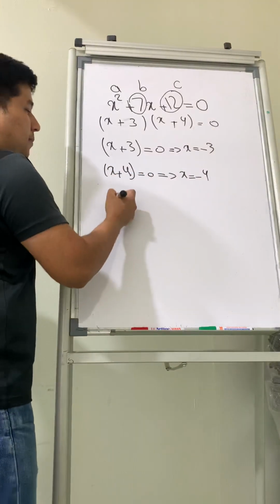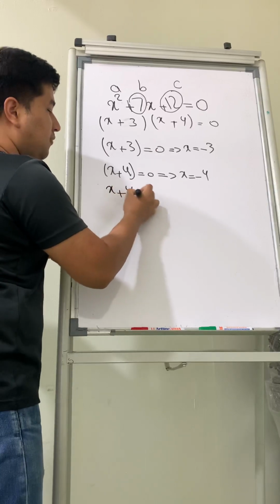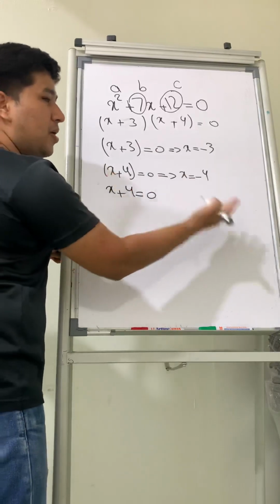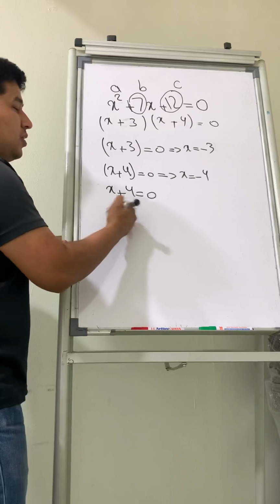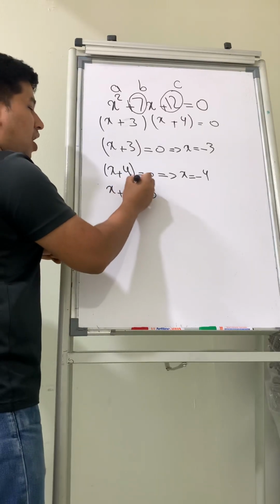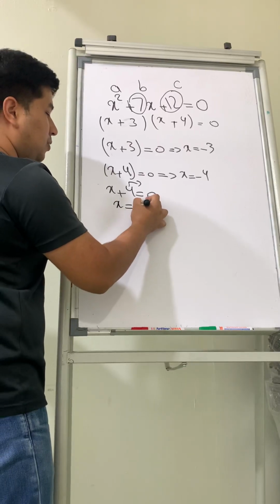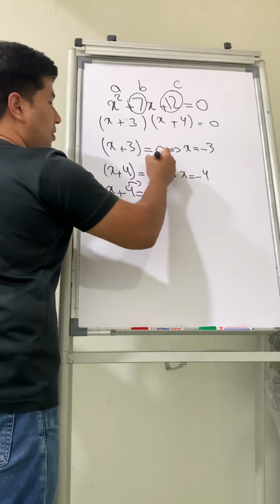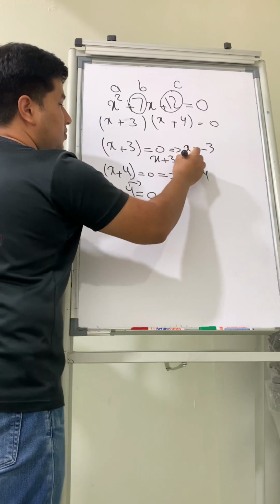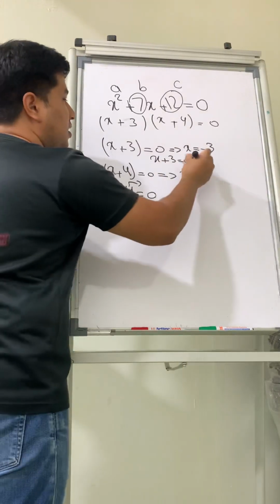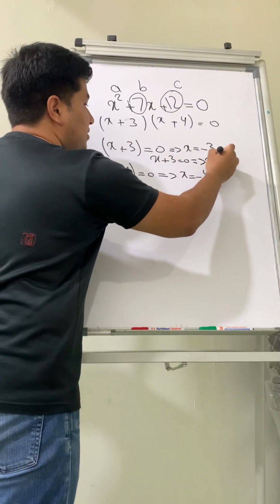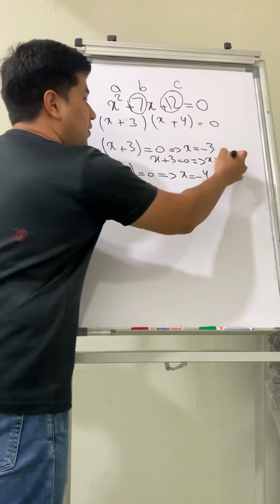Why negative 4? Because we remember that in a linear equation, the number goes one side, and the algebraic terms, or the x, the other side. So if I move 4 to the other side of the equation, I will get x is equal to negative 4. Same thing here. If I have x plus 3 is equal to 0, if I move 3 to the other side, the final answer will be x is equal to negative 3.